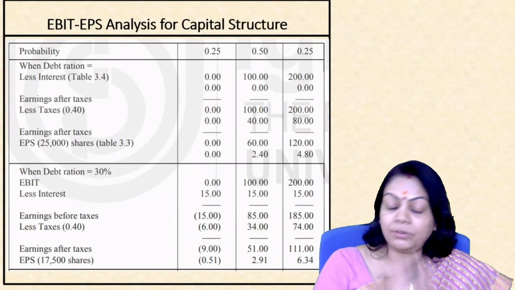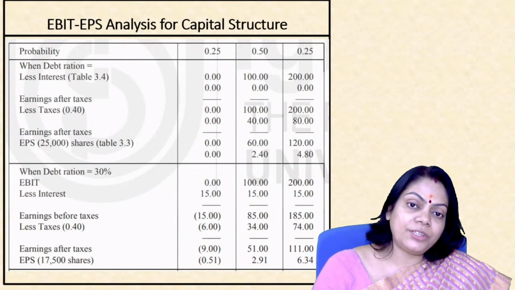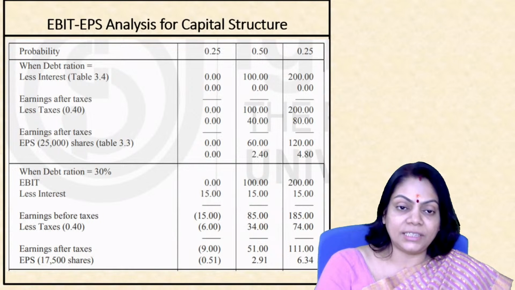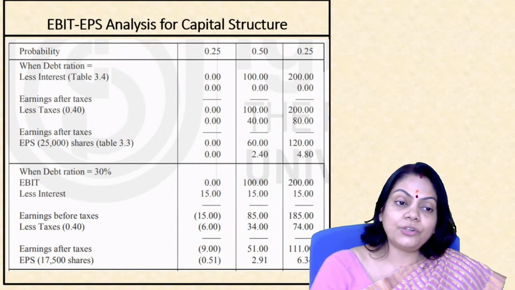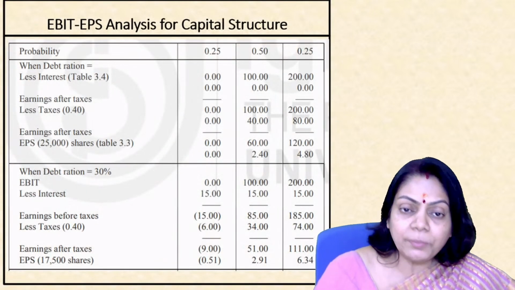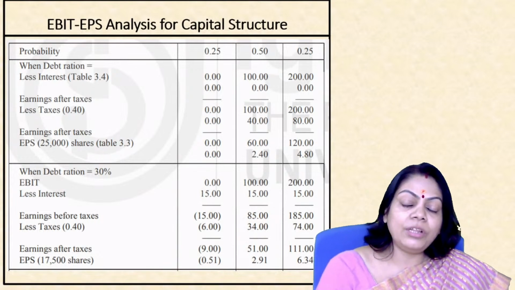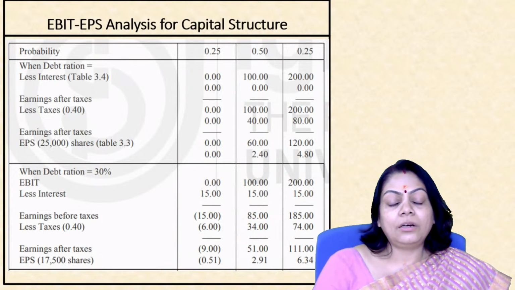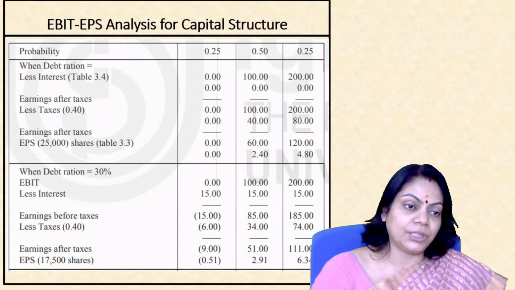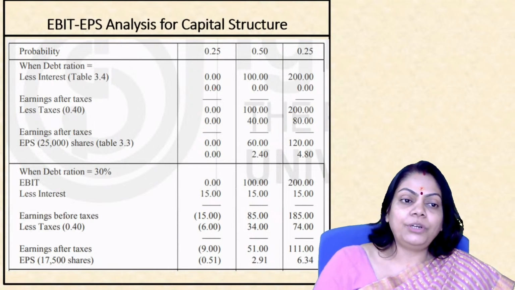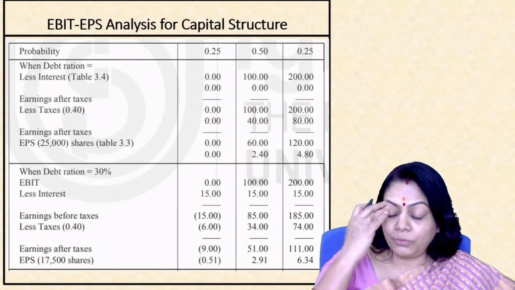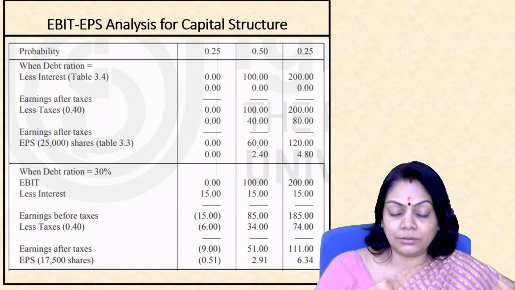Now it is not easy to pick up all the financial plans and show them using the probability. So I have picked up only 3 specific cases: the 0% debt ratio, the 30% debt ratio, and the 60% debt ratio. Now let me explain the nuances involved in these calculations. You have 3 columns where I am showing you the probability of 25%, 50%, and 25%. If you remember, we talked about the EBIT in each of these cases. We have picked up this figure from the business risk.